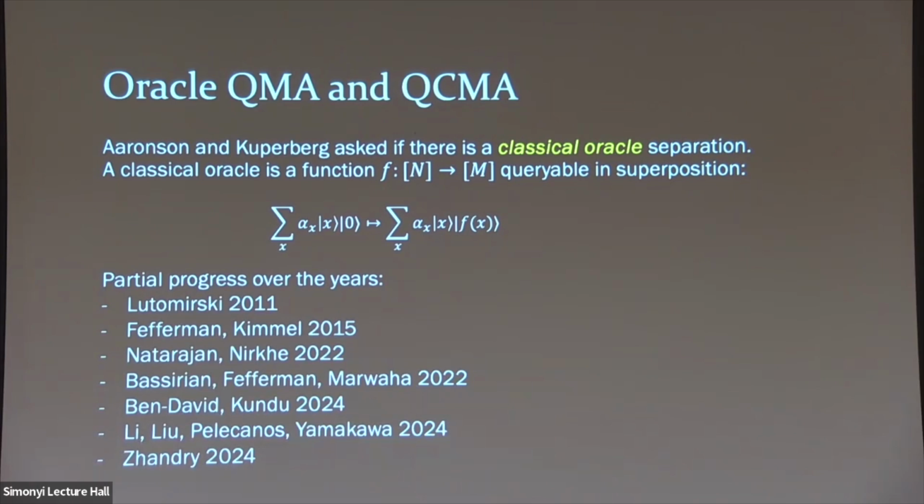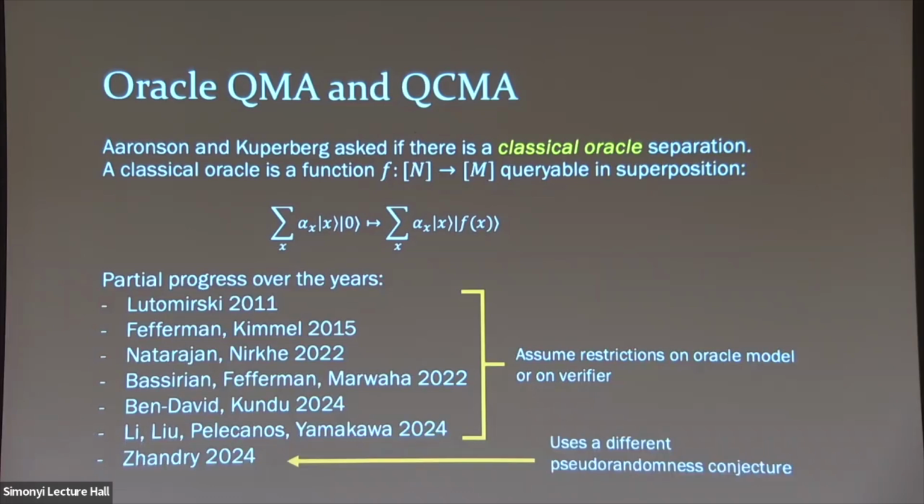There's been a lot of partial progress over the years. There are some works in the previous decade, and then in the last couple of years, there's been a bunch of interest. But the problem is still open. Essentially, all of these results assume restrictions on the oracle model or on the verifier. This very last result by Mark Zhandry from a month ago proves a result that's very similar to ours, in that he uses a pseudorandomness conjecture to imply the existence of an oracle separation, but it's a different pseudorandomness conjecture.